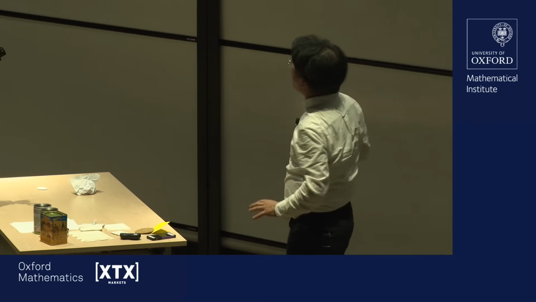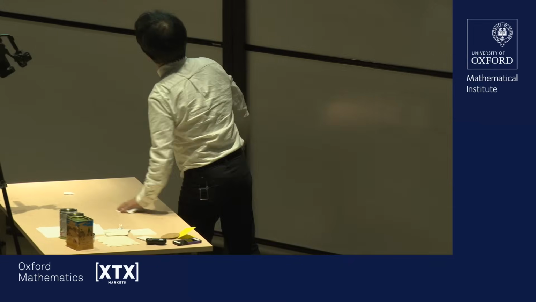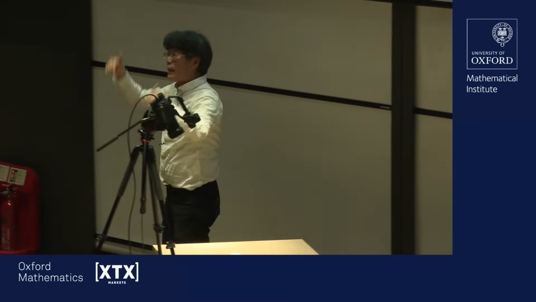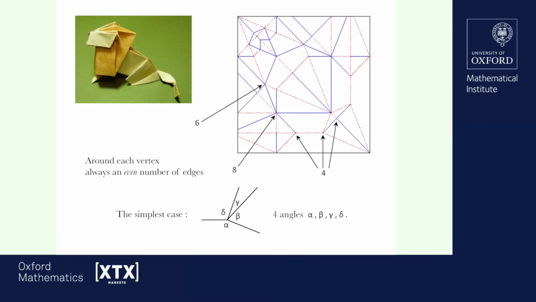So let's accept this. So the simplest pattern is where you have 4 lines meeting at the point. Yeah, this is the example. Those 4 lines make sectors whose angles are alpha, beta, gamma, delta.